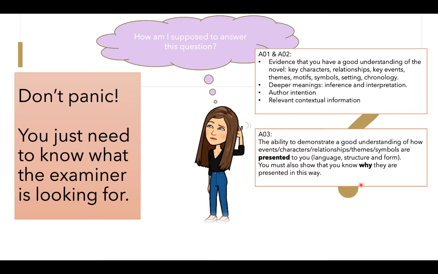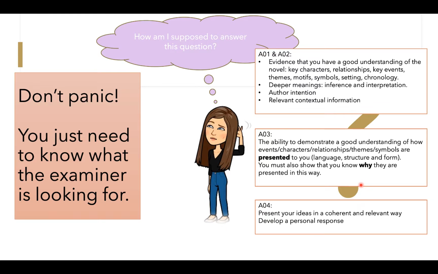So if Gene is presented in a particular way, why do you think Knowles chooses to do that? Why do you think that Knowles chooses to have Gene jounce the limb? What does that show about Gene and Finny and their relationship? How does that link to the wider context of the war or adolescence? So always think about why these choices are made.